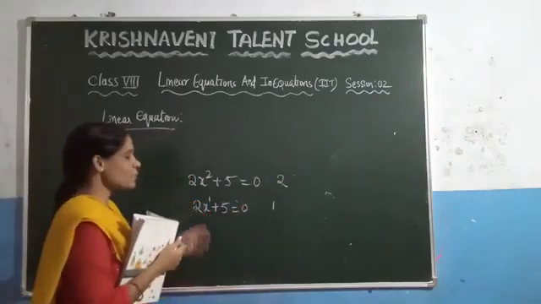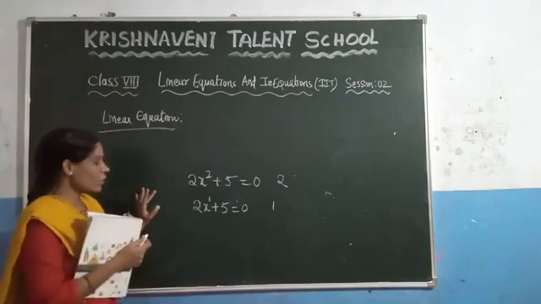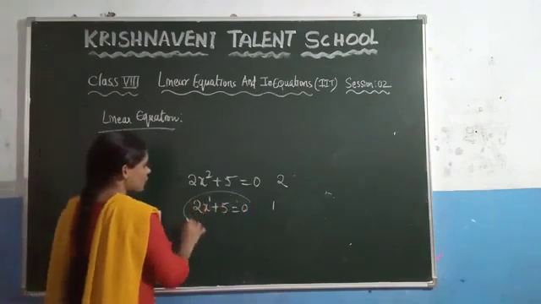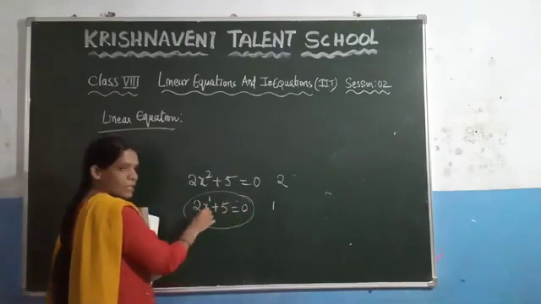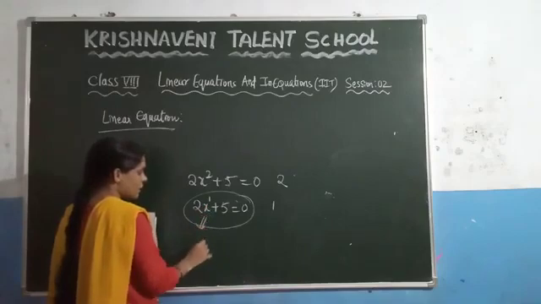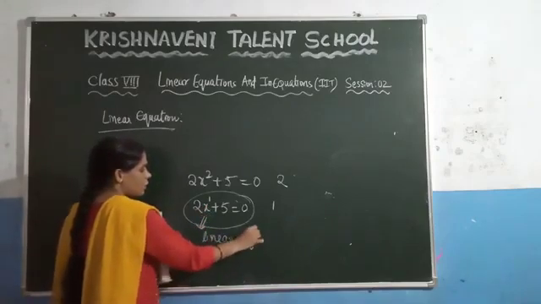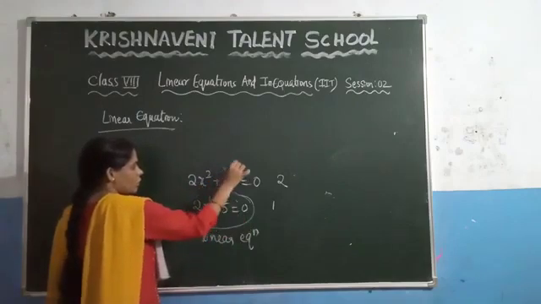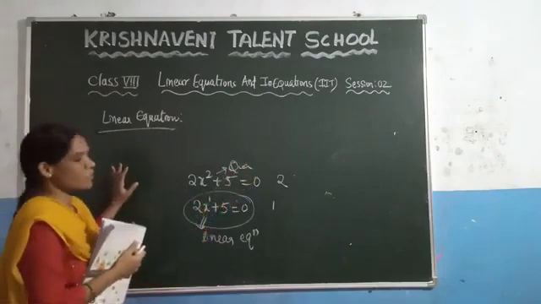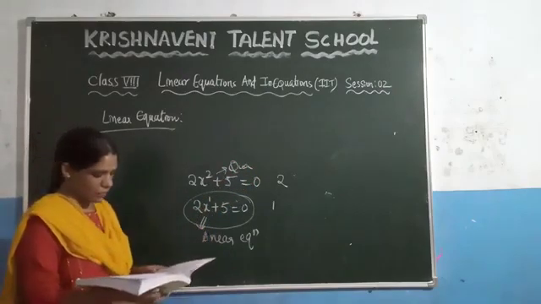So what is meant by a linear equation? If the degree of the equation is 1, we call it a linear equation. In this expression the degree is 1, so we can say that it is an example of a linear equation, right? And if the degree is 2, we call it a quadratic equation. So a linear equation is one whose degree is 1.